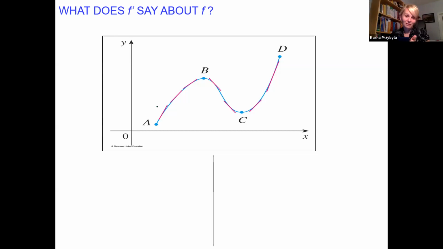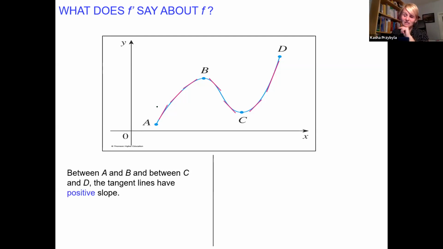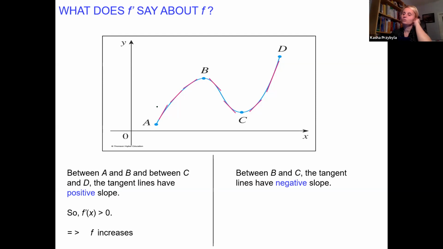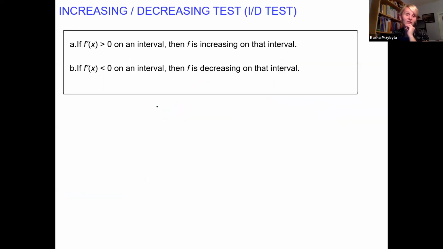And now let's look at how the derivative affects the shape. I'm talking about increasing and decreasing, and you see my tiny tangent lines. We can definitely see that the slope is positive from A to B and from C to D, so the derivative is positive, which means the function is increasing. Now from B to C, that's the only interval where the slope is negative, the derivative is negative, and the function is decreasing. This is the information about the connection between the shape of the graph and the first derivative. Now, this is the increasing/decreasing test. If the first derivative is positive, the function is increasing. If it's negative, the function is decreasing on that interval, of course.